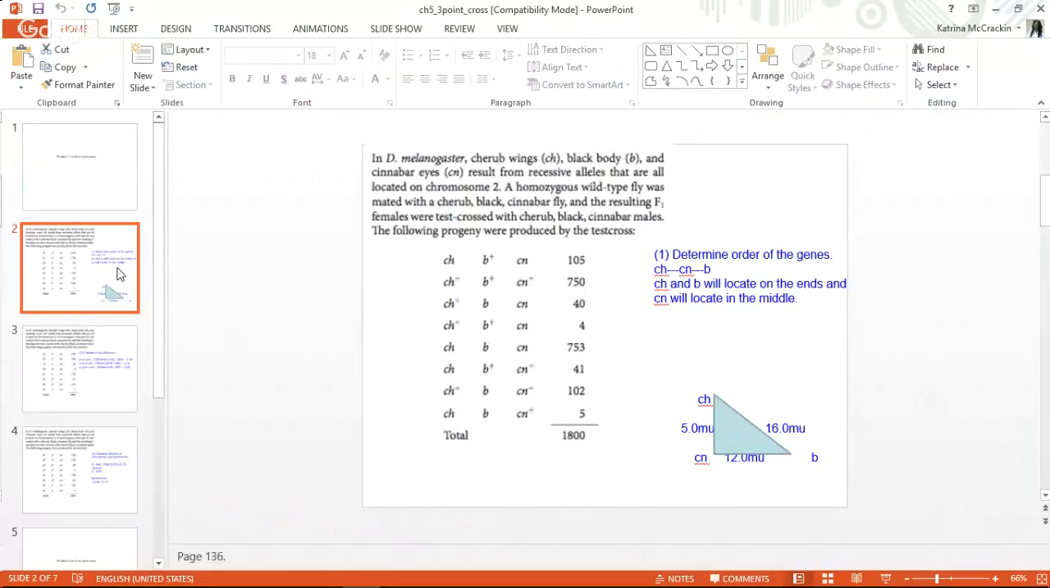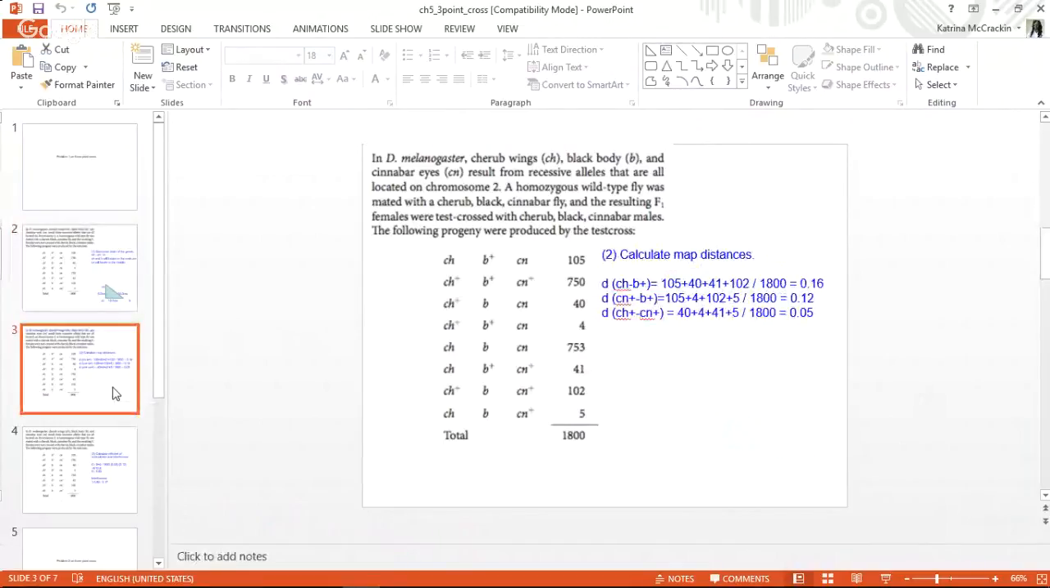So, in order to find the order of genes, I'm going to explain it a little further in the second part, but I already put the answer up right here. The CH and the B will be located on the ends, and then the CN will be located in the middle. And then I'll go into how I got my answer. So here we're going to calculate the map distances, and that's also how I determined the order of the genes.